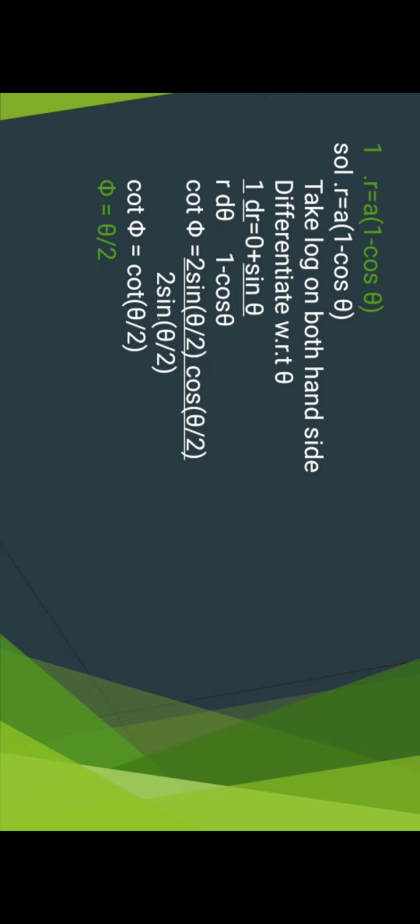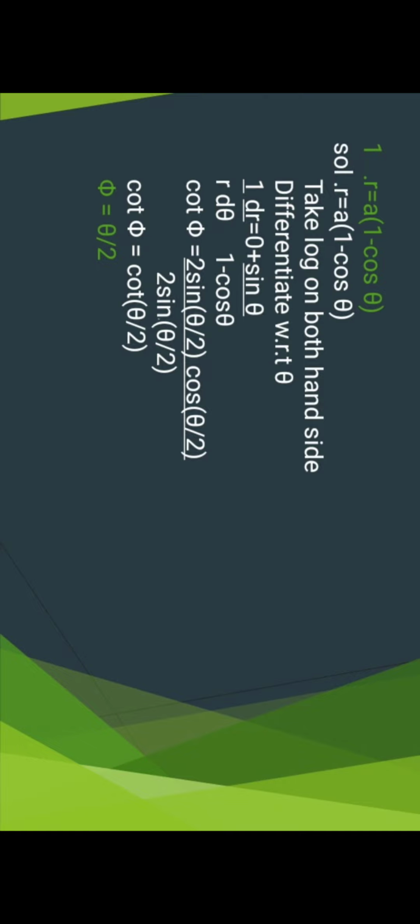Okay, so the first question is on your screen, that is r = a(1 - cos theta). First we are going to write the question as it is. Now taking logarithm on both sides, the equation becomes log r = log a + log(1 - cos theta). Now differentiating with respect to theta, we get 1/r dr/d theta. Differentiation of log a is 0 as it is a constant, and differentiation of log(1 - cos theta) is sin theta over (1 - cos theta).